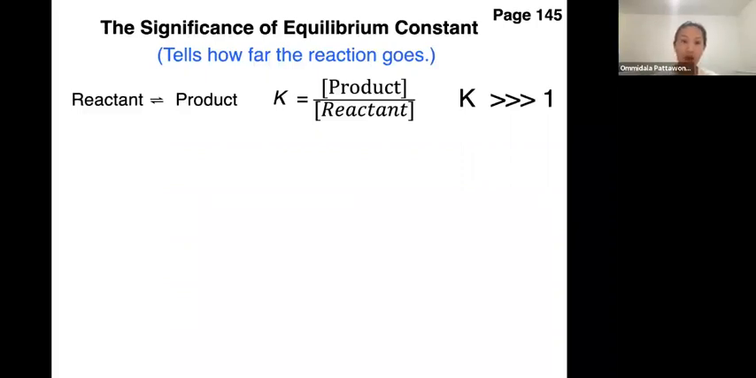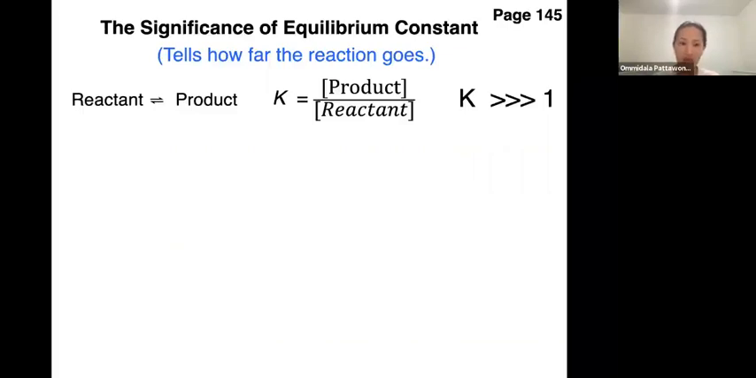So here we are going to take a look at the importance of the equilibrium constant K. The equilibrium constant K will tell us how far the reaction proceeds at equilibrium. For example, whether it's going to have more of the product or more of the reactant at equilibrium, and why one species is favored over the other at equilibrium. So that's what we're going to take a look at.